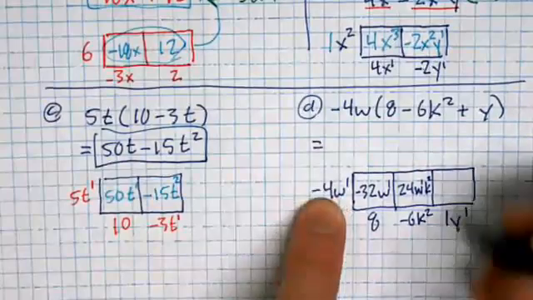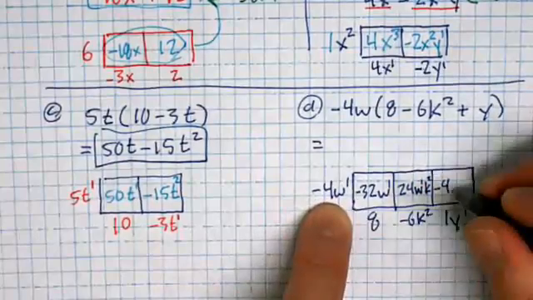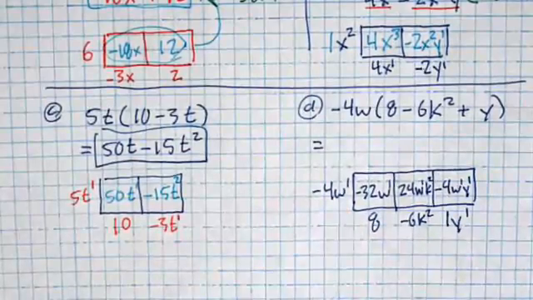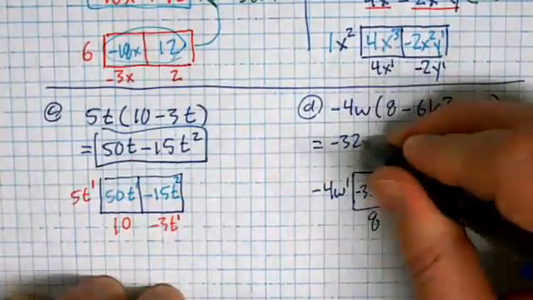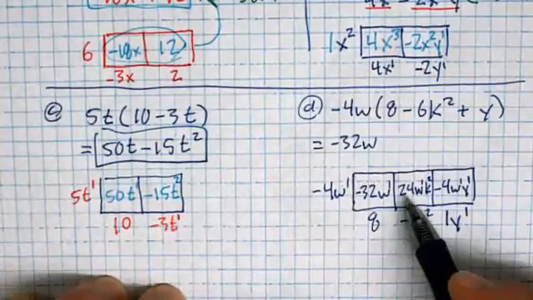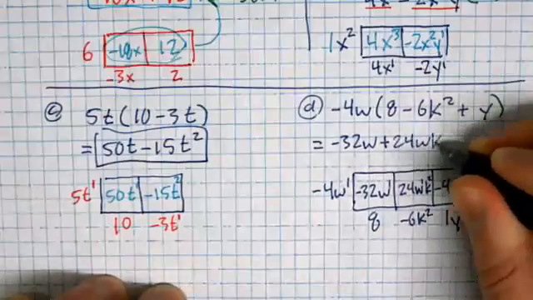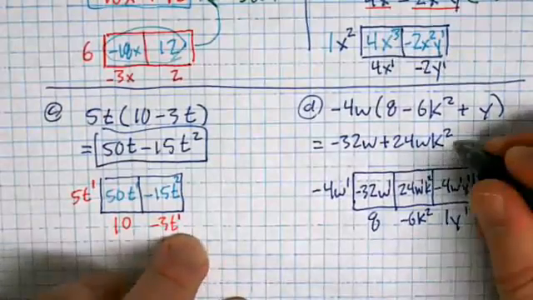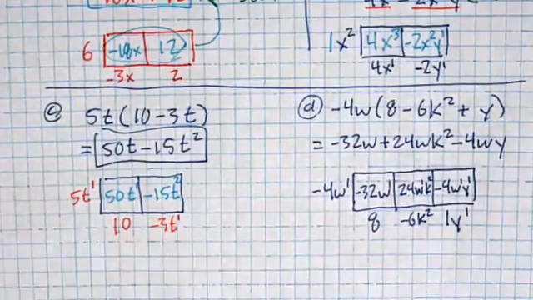So negative 4 times 1 is negative 4. And then again, we got a w to the first and a y to the first. Since those don't match, we'll just put them both in. Can't really bring them together because they don't match. So our final answer here is a pretty messy final answer, but I think we did it right. Negative 32w. Now that's a positive 24, so we need a plus here. Plus 24w k squared. And that's a negative, so we'll go minus 4w y. And that will be our final answer there.